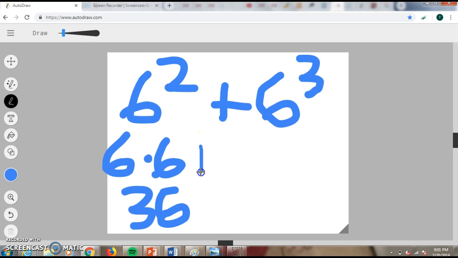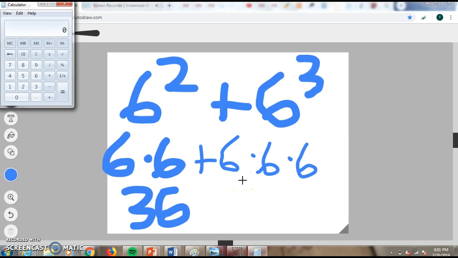And then you would add the 6 to the power of 3, which would be 6 times 6 times 6. And you see over here 6 times 6 is 36. If you want to use the calculator, you could, and you can do 6 times 6, which would be 36, and then multiply by another 6. So 36 times 6 would give you 216.